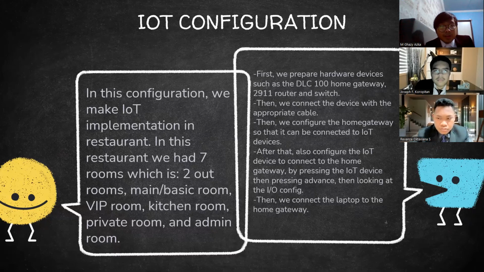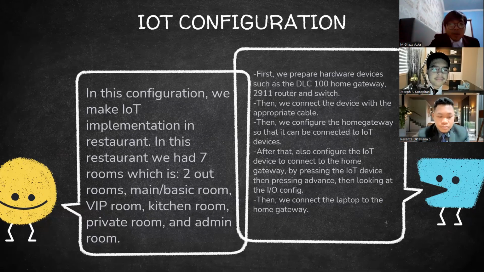And then IoT configuration. In this configuration, we make an IoT implementation in a restaurant. In this restaurant, we have 7 rooms, which is 2 out rooms, main or basic room, VIP room, kitchen room, private room, and admin room.